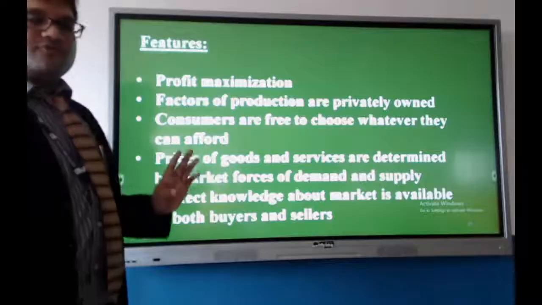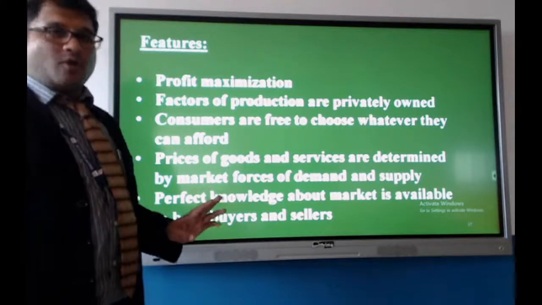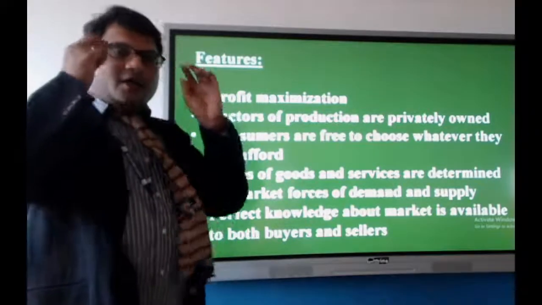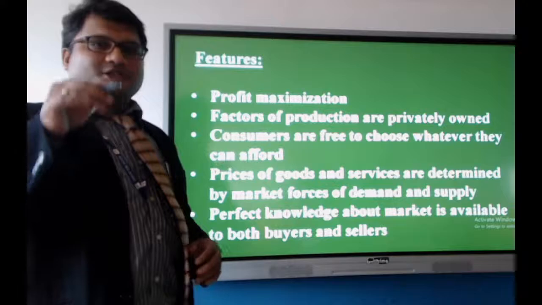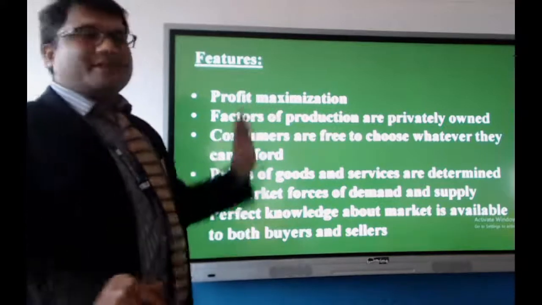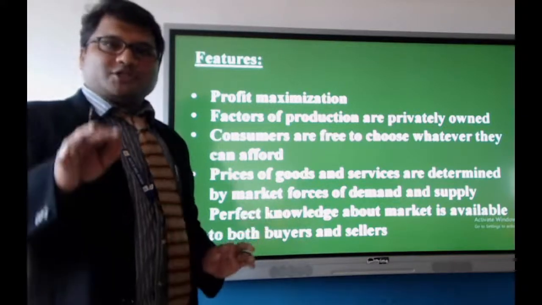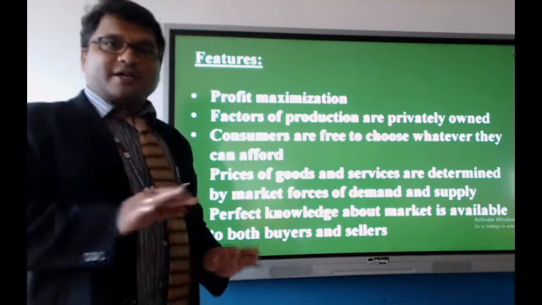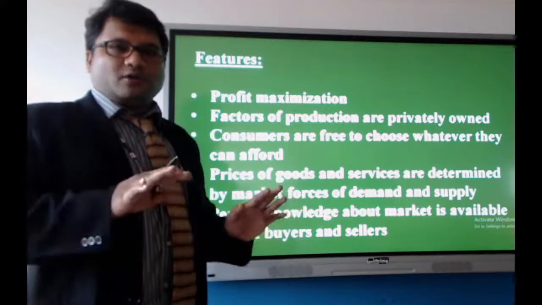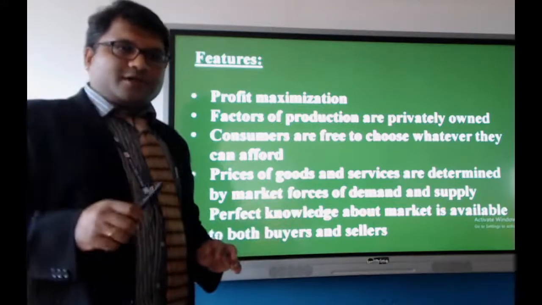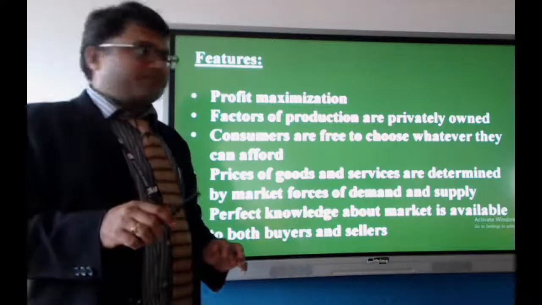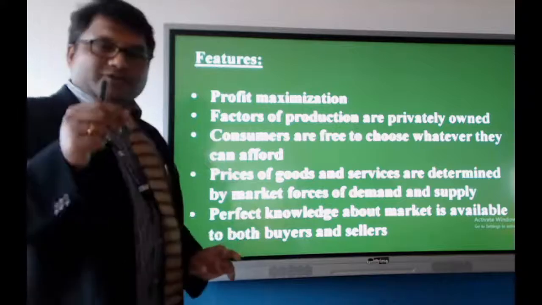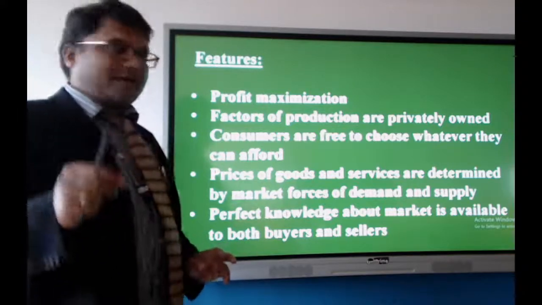Now let's understand the features of such type of economy. First is profit maximization. In such type of economies, the objective of the companies will be to maximize profit. Profit maximization is very important, and in economics, profit maximization is not considered bad. It is good to earn a lot of profit because profit shows the health of the companies, right? So profit maximization is one of the characteristics and features of market economy.